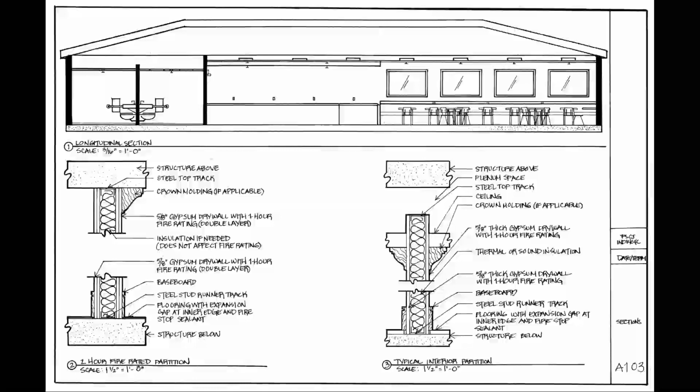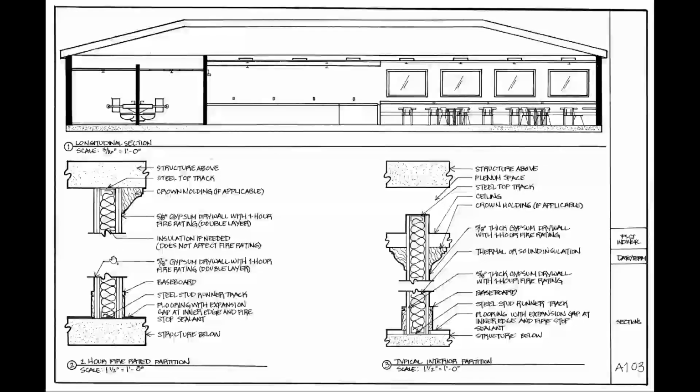Because if you don't allow an expansion gap, then the floors, especially wood floors, will buckle and bump up against the rest of the planks, and it'll look really bad. So there's always a little tiny expansion gap right there. And then the structure below. So that's a 2-hour fire rated partition.